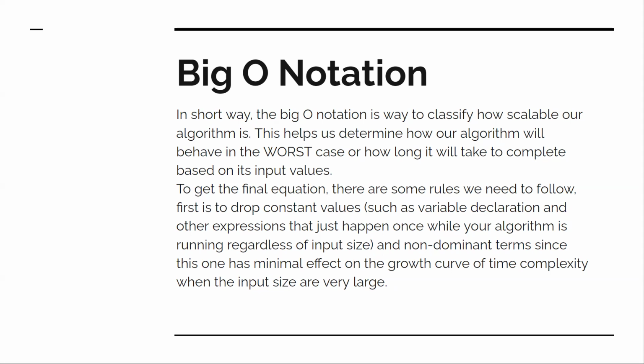To get the final equation, there are some rules we need to follow. First is to drop constant values, such as a variable declaration and other expressions that just happen once while your algorithm is running, regardless of input size. And drop non-dominant terms, since these have minimal effect on the growth curve of time complexity when the input sizes are very large.